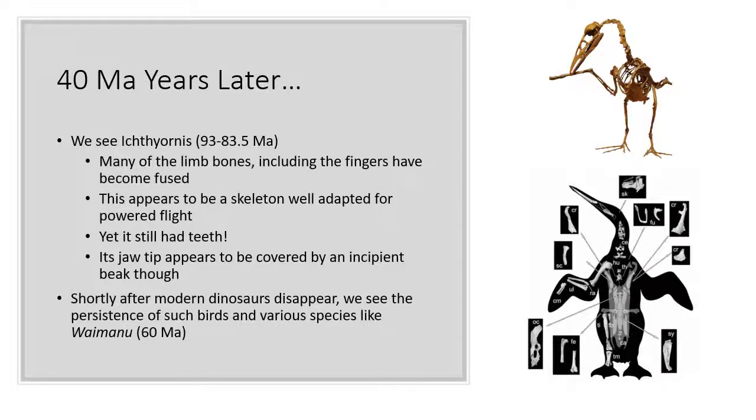Ichthyornis. Many limb bones have essentially become fused. This is clearly a skeleton well adapted for flight, but it still had teeth. And then, interestingly enough, there's like a primitive beak that appears to be forming in this particular fossil. And then on the bottom here is almost like a prototype penguin type of thing. We see various species like this starting to appear and arise after the disappearance of many of the other dinosaur species in particular.